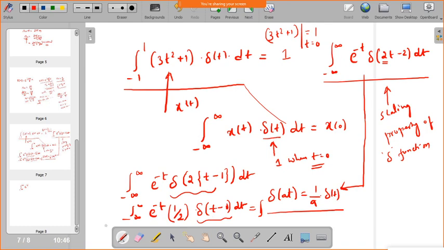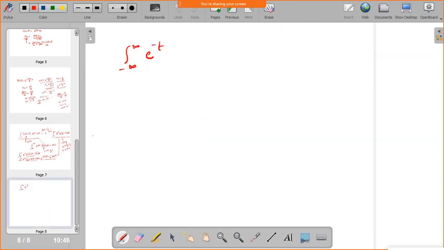Okay, so that's what we are doing here. So e power minus t into half into del of t minus 1 into dt. Now this del function will be equal to 1 when t equal to 1. Okay, so now what will happen?